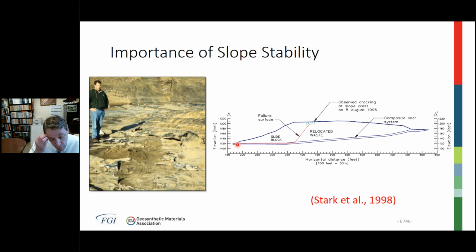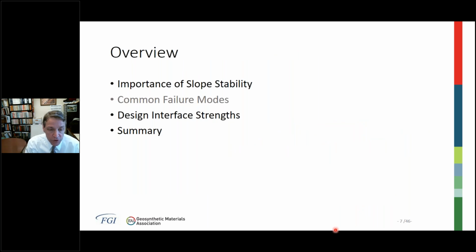And this is important for static and seismic design to limit deformations, both static and seismic, to small levels such that the geosynthetics are not damaged. Okay, so that's the importance of slope stability, to protect the fragile geosynthetics that are underneath.